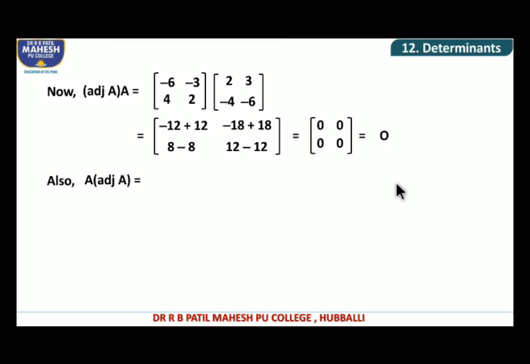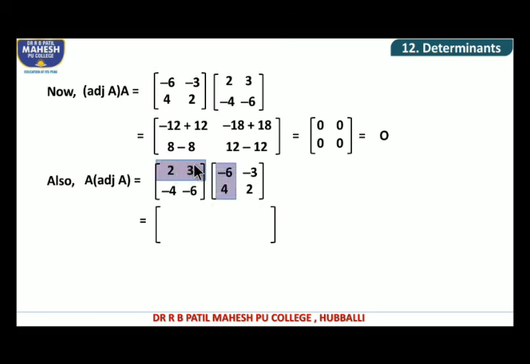Also we have A into adjoint of A equal to 2, 3, minus 4, minus 6, which is the matrix A, into the adjoint of A, which is minus 6, minus 3, 4, 2, and again we make the product. First, multiply first row and first column. 2 into minus 6 is minus 12, and 3 into 4 is plus 12. So minus 12 plus 12. Next, multiply first row and second column. We have 2 into minus 3 is minus 6, 3 into 2 is plus 6.